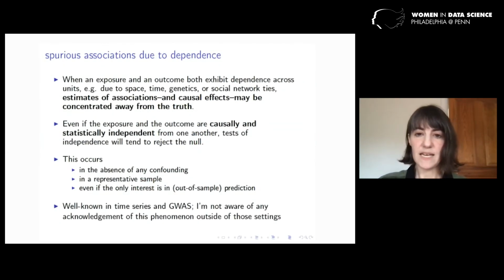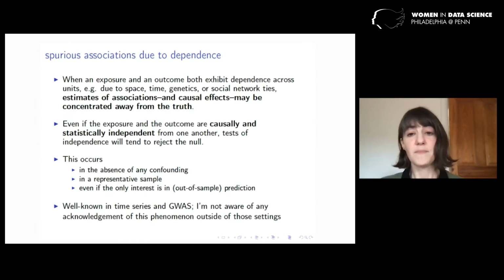So I just explained why ignoring dependence can lead to anti-conservative inference, that is, to confidence intervals that are too narrow, p-values that are too small. Now let's turn to spurious associations. Suppose we're interested in the association between some variable x and some other variable y. If there's network dependence in the x's, and there's also network dependence in the y's, then there can appear to be an association between x and y, even when x is independent of y.